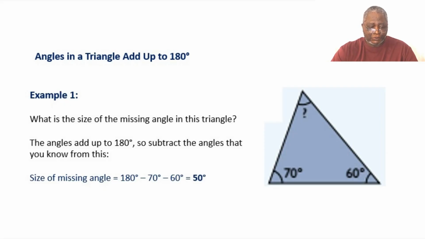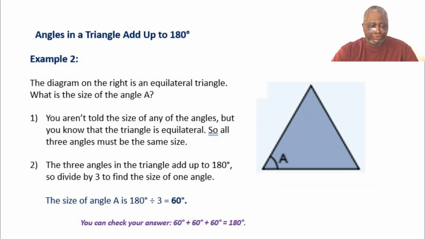So, subtract the angles that you know from this information. Therefore, we subtract 70 from 180 and then 60 from 180, and we'll have 50 degrees as the answer to the question. An alternative way of doing it, you add 70 and 60, which will add up to 130. If you subtract that from 180, you'll have 50 degrees.